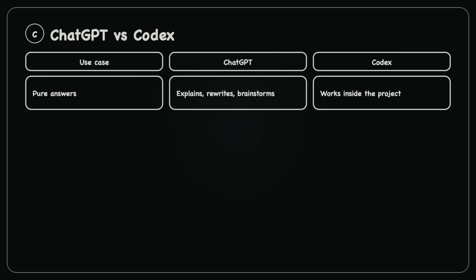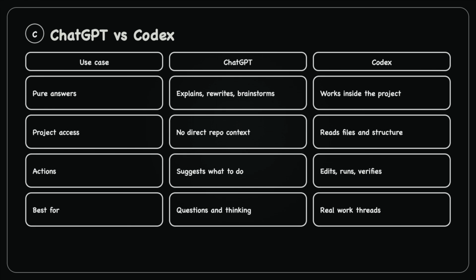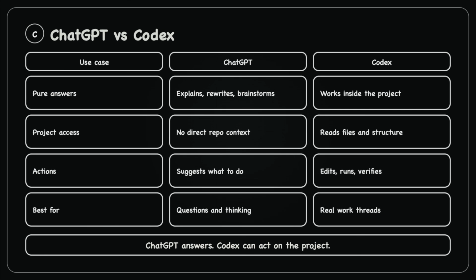First, let's talk about Codex. The easiest way to understand Codex is that it starts from the same basic idea as ChatGPT, but it is connected to your actual working environment. So instead of only answering questions, it can inspect files, edit code, run commands, use the browser, test the app, and help move a project forward. The difference matters a lot.